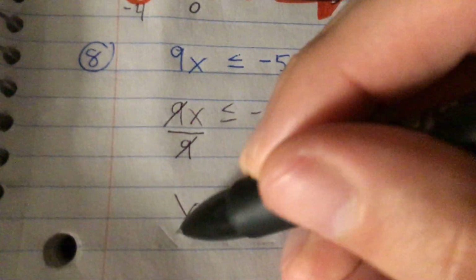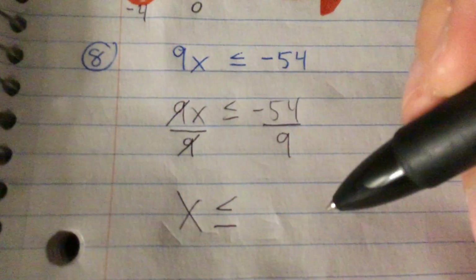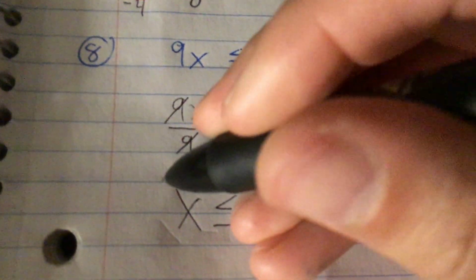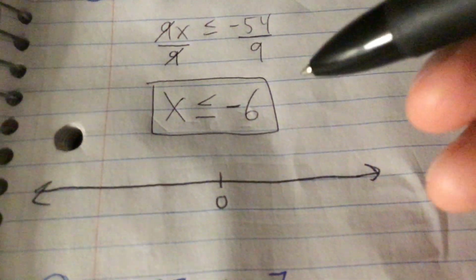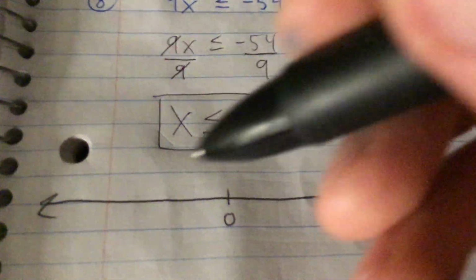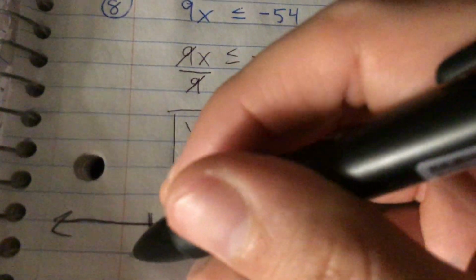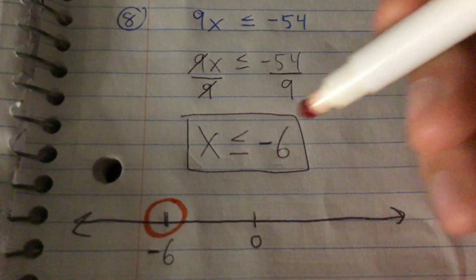So now that I've got x isolated, this symbol is still less than or equal to. Negative 54 divided by positive 9 is negative 6. So legally, x is allowed to be any real number as long as it is less than or equal to negative 6. So I draw my number line, put 0 in the middle, then I've got negative 6 on the left. I'm going to circle my endpoint. X is less than or equal to negative 6.